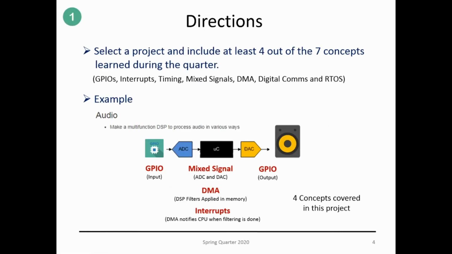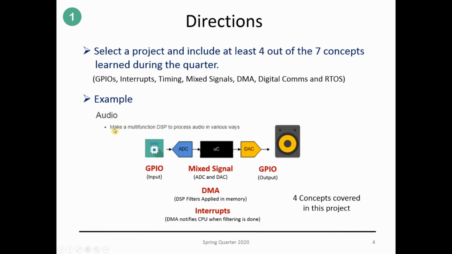But the directions: number one, you're going to select the project and include at least 4 out of the 7 components learned during the quarter. So we have GPIOs, interrupts, timing, mixed signals, DMA, and digital comms in RTOS. So these are 7 concepts, and your project needs to have at least 4.